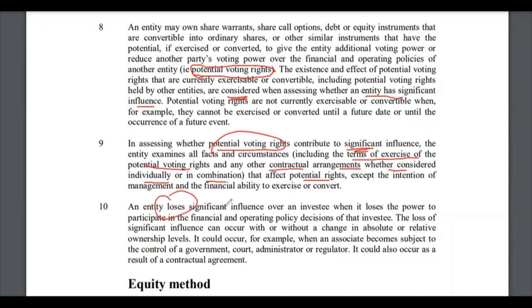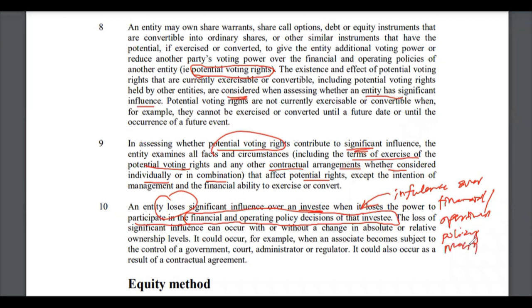Then paragraph 10 says an entity loses. So it also talks about the scenarios when an entity loses significant influence, right? An entity loses significant influence over an investee when it loses the power to participate in financial and operating policy decisions, right? So the key thing here is influence over financial and operating policy-making. Whether the investor has control, well, control is not the right word in this case, whether the investor has influence over financial and operating policy decisions of that investee. The loss of significant influence can occur with or without a change in absolute or relative ownership levels, right?